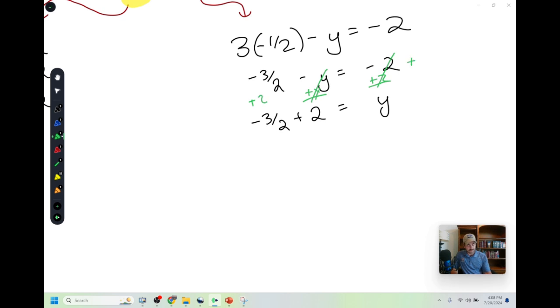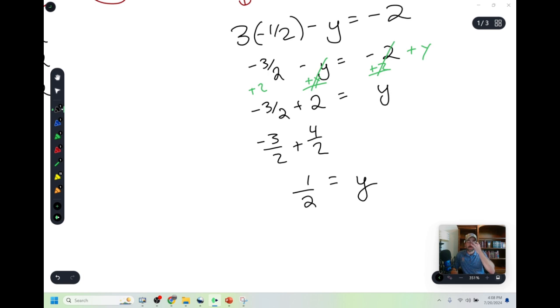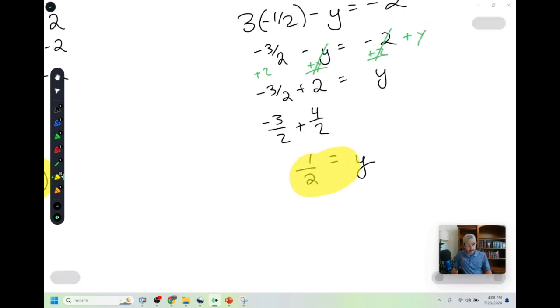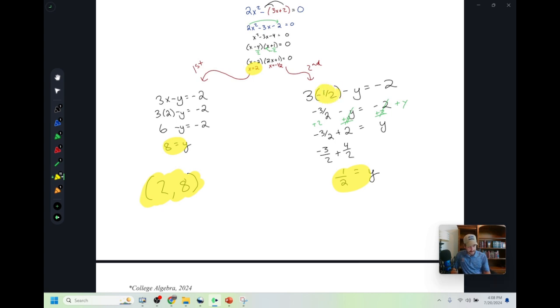So plus 2 plus y. And then 2 plus that, and get some common denominators if you want to see how to add fractions a little faster. 4 minus 3 is negative 1 over 2 equals y. Oh, that's not negative 1 over 2, that's positive 1 over 2. 4 minus 3 is positive 1. So we got ourselves a y value. Up here we had an x value, right there. And we got our second solution of negative 1/2, comma 1/2.